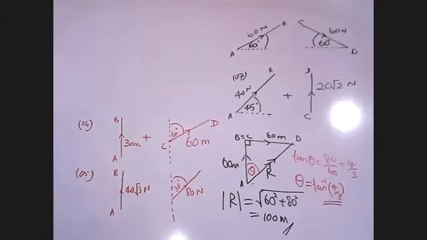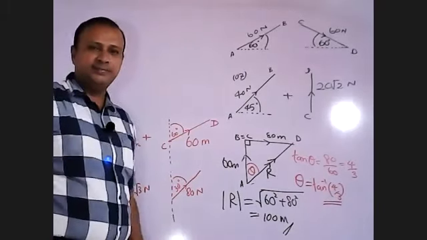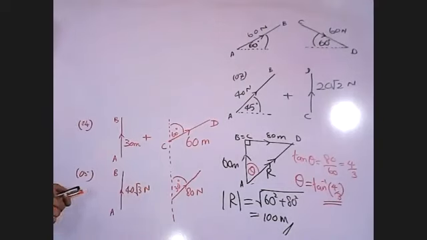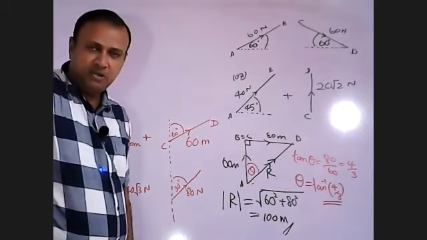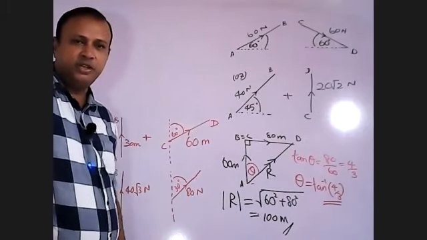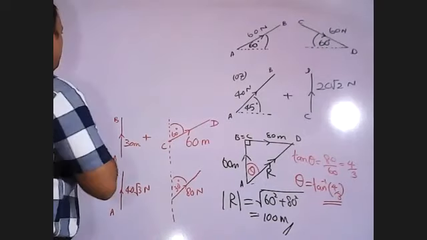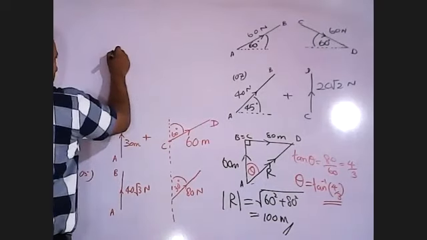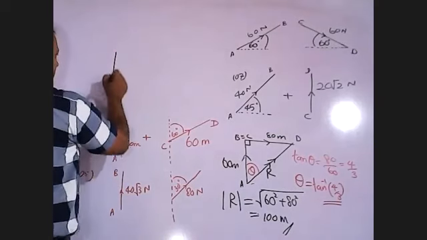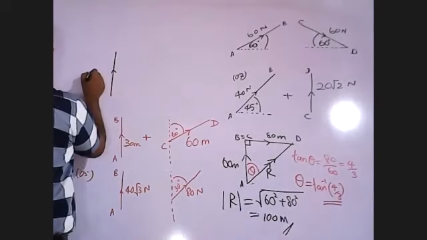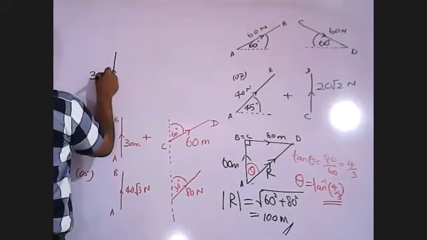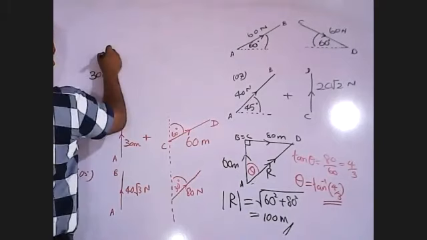What about the fourth one? Okay, everyone, look at the board. The fourth one. You have to draw this. This is my first vector, equal to 30 Newton, 30 meter from A to B.